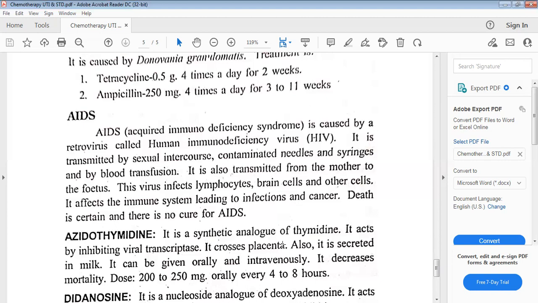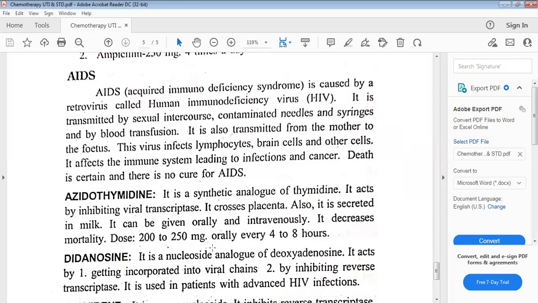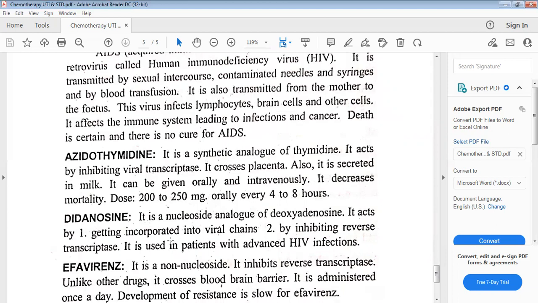But there are certain drugs which can help to give relief from the symptoms, and they can slow down the progression of the disease. So compounds like AZT, zidovudine, can be used. It is a synthetic analog of thymidine, and its mechanism of action is that it will inhibit the transcriptase enzyme in the virus. So because of that, the viral transcription process cannot take place and the viruses will stop growing. Okay, it can be given orally as well as intravenously. It's one of the main drugs which is used.